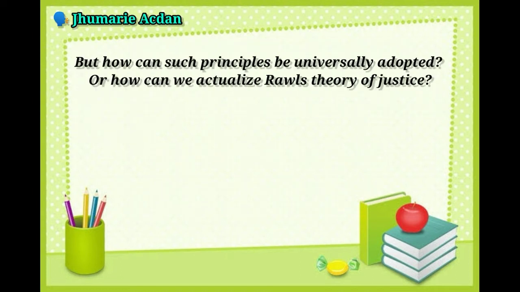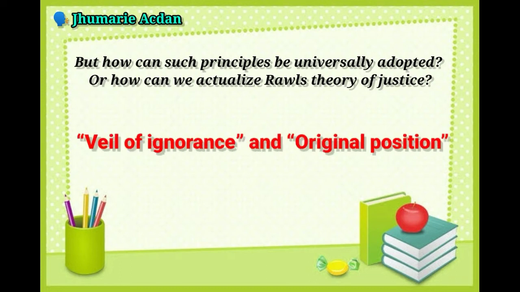But how can such principles be universally adopted? Or how can we actualize Rawls' theory of justice? It is here where Rawls' notions of the veil of ignorance and the original position come in.